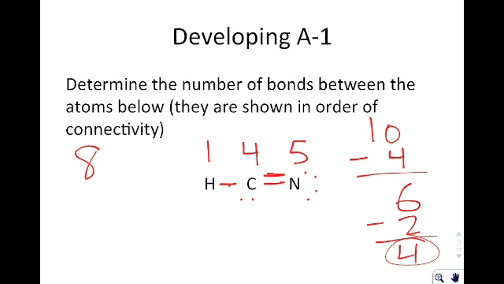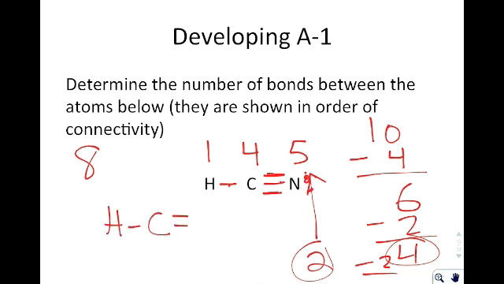So I need to do another bond. I add another bond, and whenever I add that next bond, carbon doesn't need any, nitrogen doesn't need any, and if you look, we subtract the next 2, we have 2 valence electrons left, we have 2 electrons, so this right here is our structure. H, C, triple bond, N, and our lone pair.